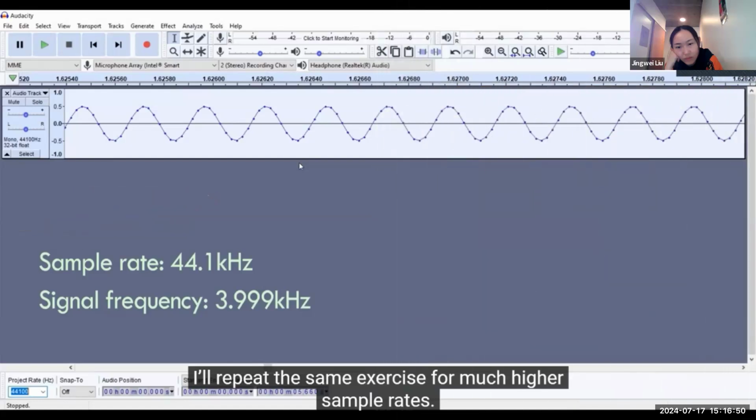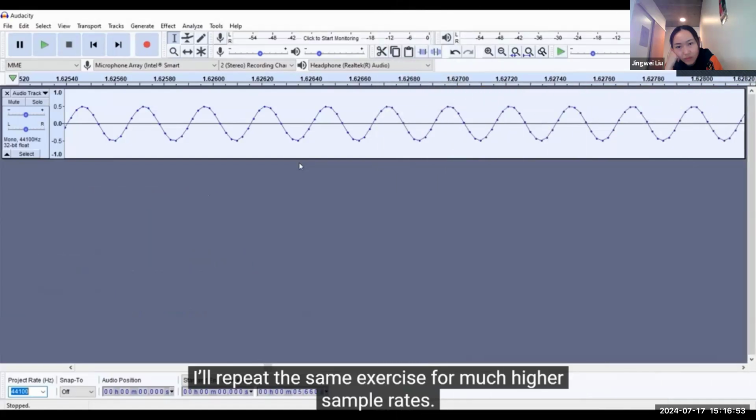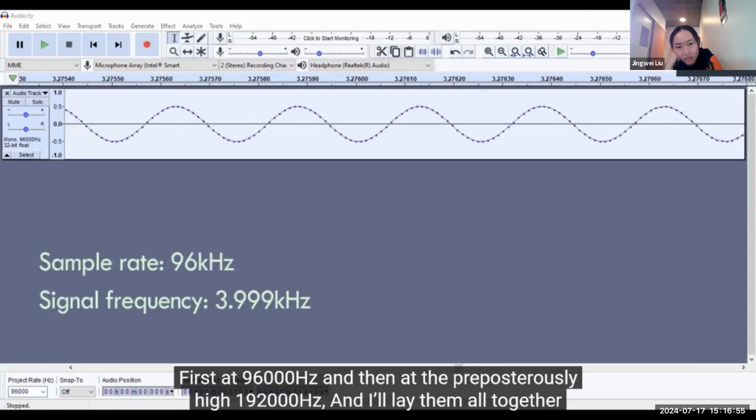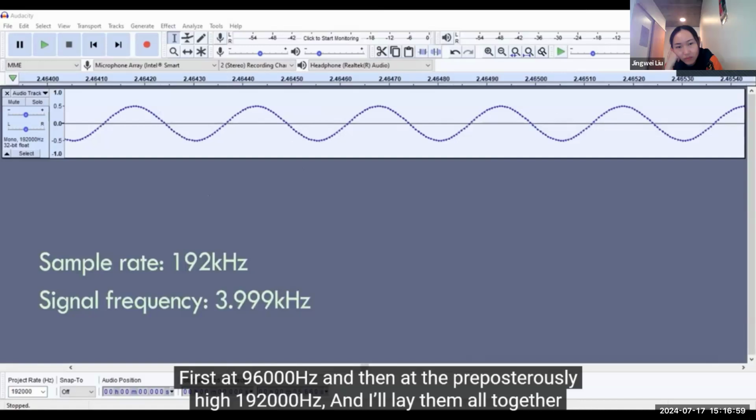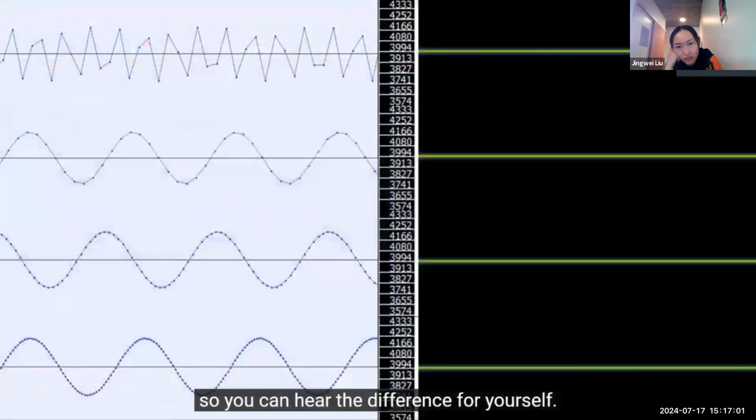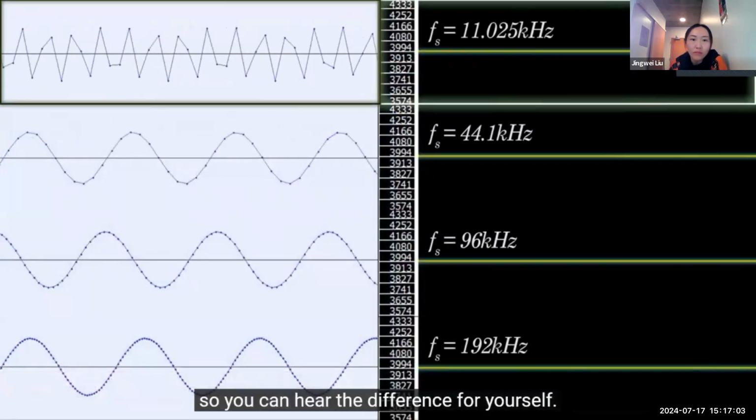I'll repeat the same exercise for much higher sampling rates, first at 96,000 Hz, and then at the preposterously high 192,000 Hz. And I'll lay them all together so you can hear the difference for yourself.